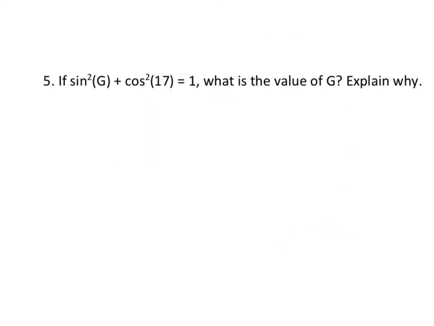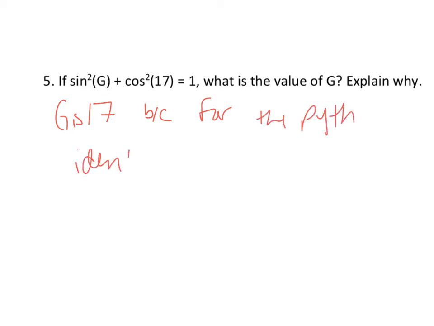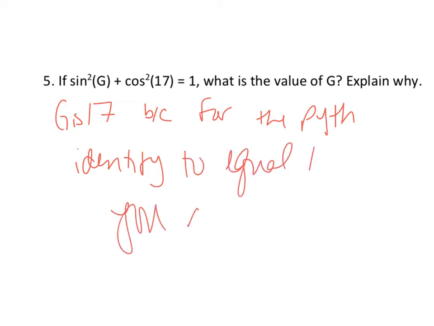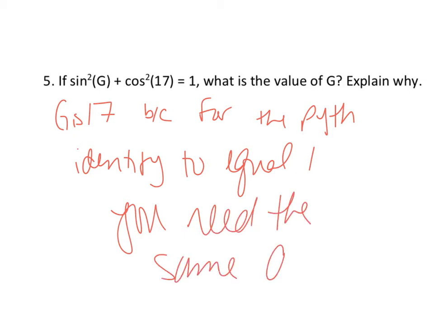If sine squared g and cosine squared 17 equals 1, what's the value of g? Well, g has to be 17. G is 17 because for the Pythagorean identity to equal 1, you need the same angle inside. So here and here need to match.